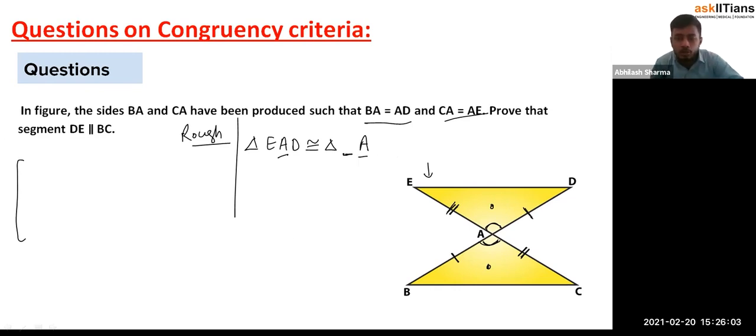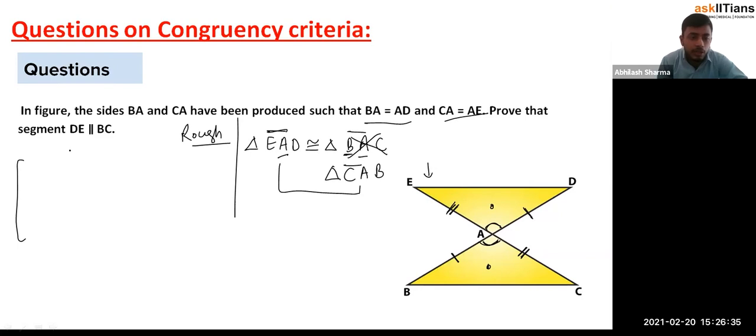Now what point should come here? Either C will come or B will come, right? Let us assume that B will come, then it will become triangle BAC, right? But is it true that EA equal to BA? EA equal to BA is not true. So this is incorrect. So it must have been that C comes here and B comes here. Now it's true: EA equal to CA. Yes, that's true. So in rough, we already know this must be the order.